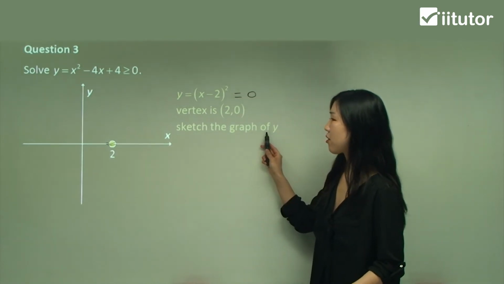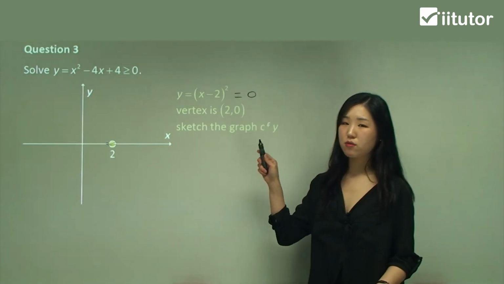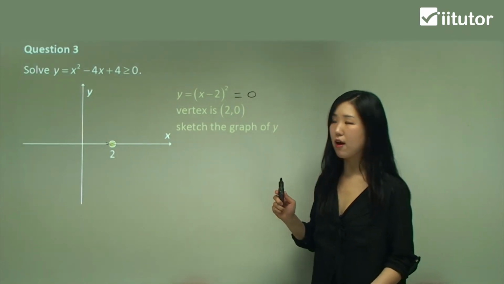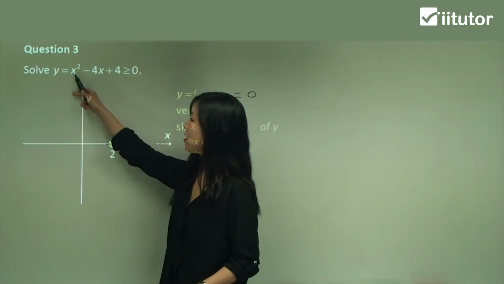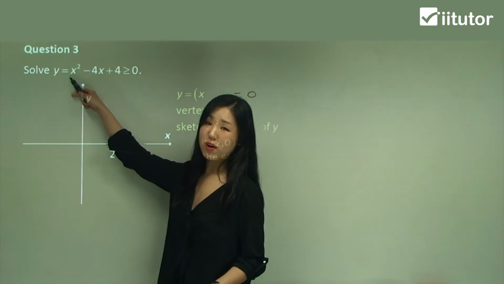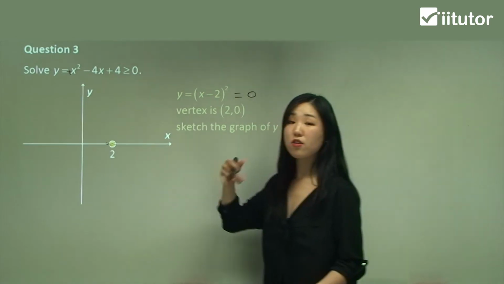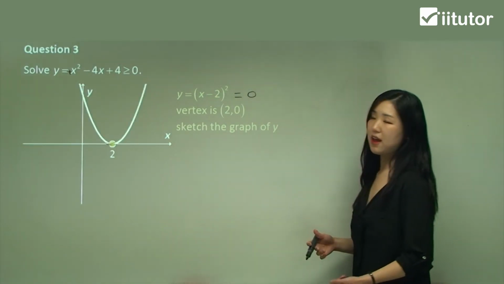Now, if I want to sketch the graph, I have to determine first of all whether it's going to be a concave up graph or a concave down graph. But as I said, guys, the coefficient of x squared is what you concentrate on. The coefficient of x squared is a +1, isn't it? So it's a positive graph, so we concave up.